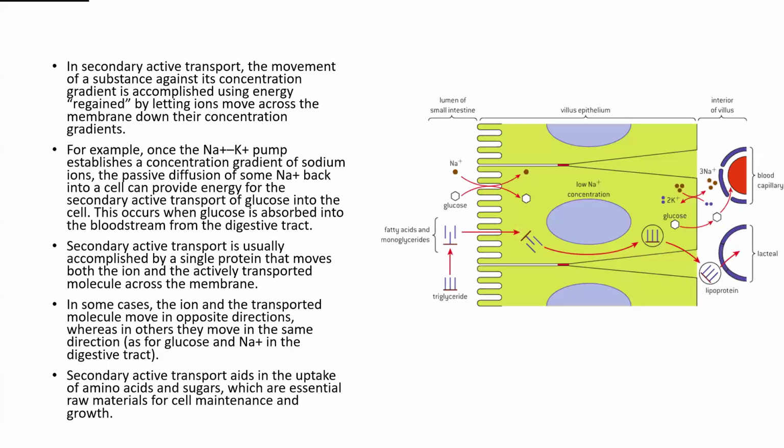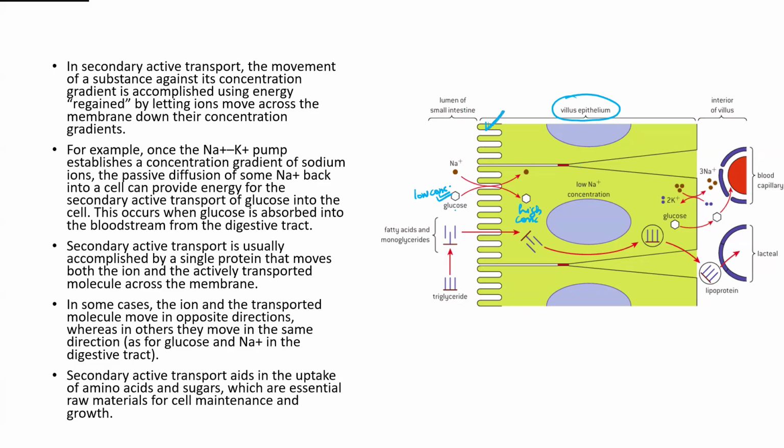Secondary active transport. In this, see one thing, this is a glucose molecule. This glucose molecule is moving from its low concentration to its high concentration. Is it clear? This is a diagram we are taking of one villi. You know very well villi we study in the small intestine. So villi, epithelial, one cell. This is brush bordered epithelium.